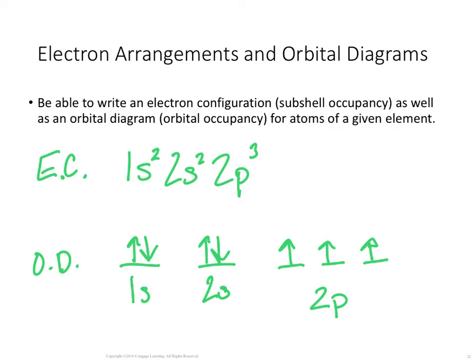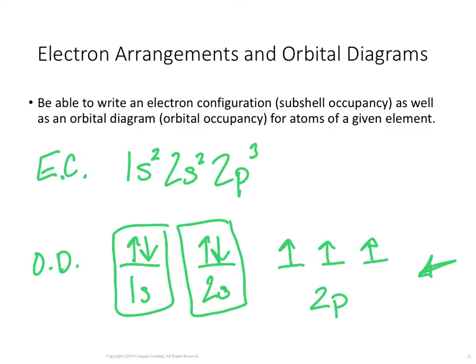So notice the difference. You get more detail. You can think about paired versus unpaired electrons. So we have paired electrons in the 1s, we have paired in the 2s, and in this specific example, we end up with 3 unpaired electrons in that 2p subshell.